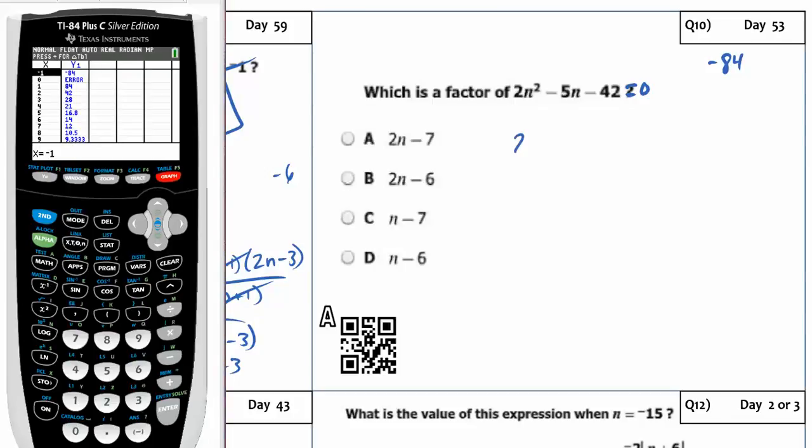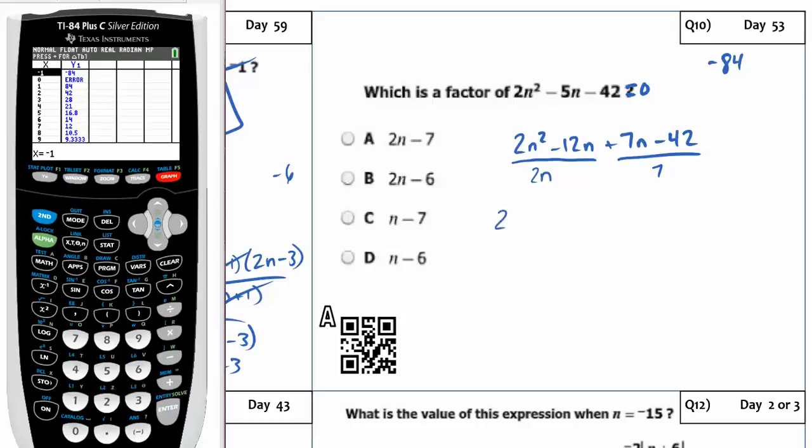So I'm going to come over here, 2n squared minus 12n plus 7n minus 42. The reason I chose that order is because 2 and 12 will go together nicely and 7 and 42 will go together nicely. Because when I do the grouping, the GCF of this one's 7, the GCF of this one is 2n.